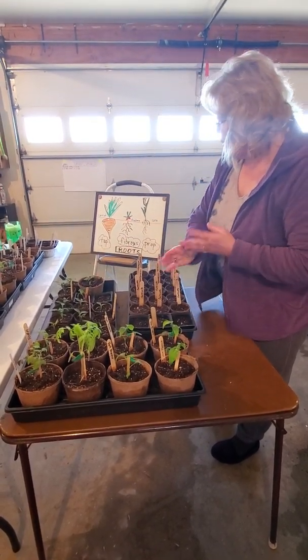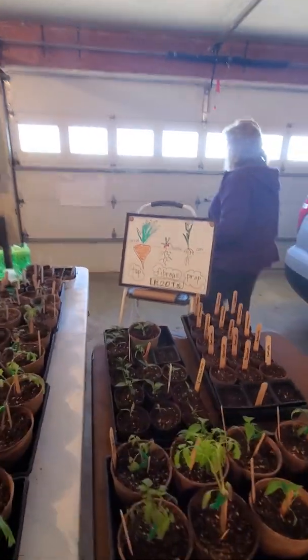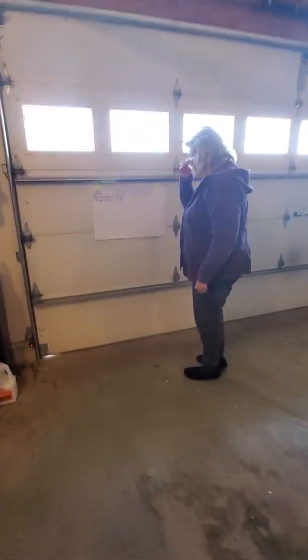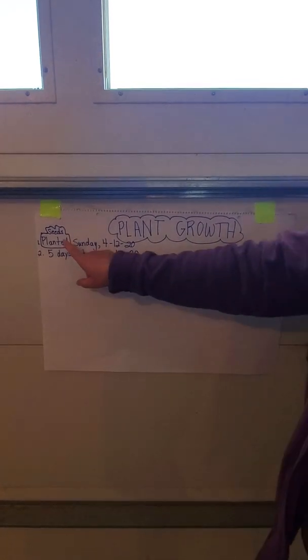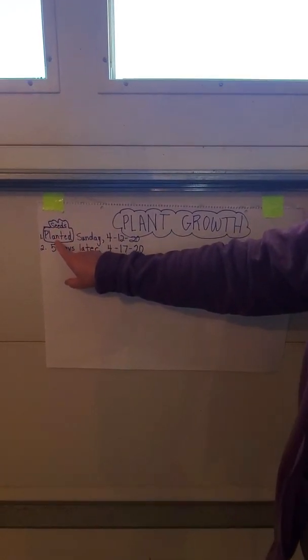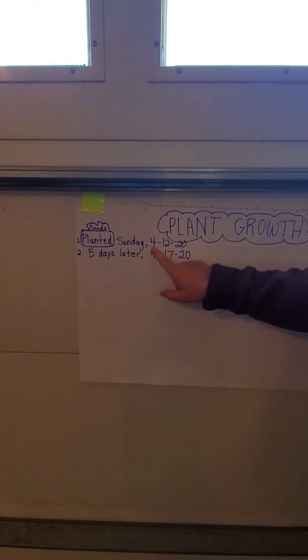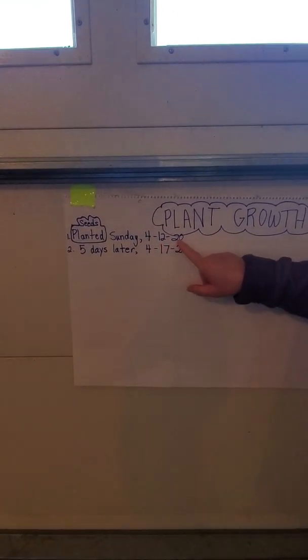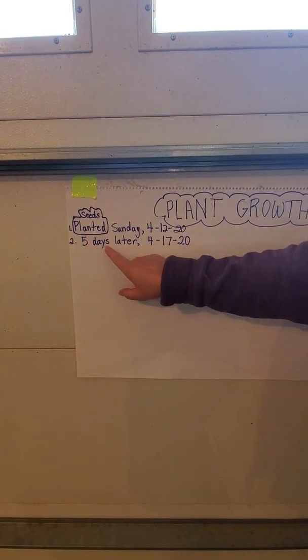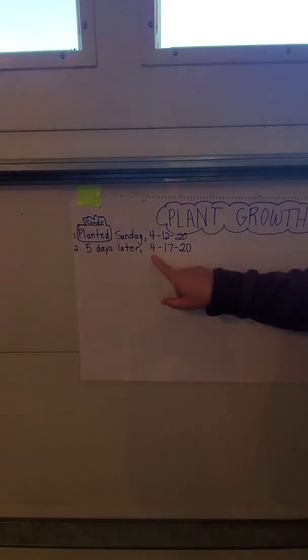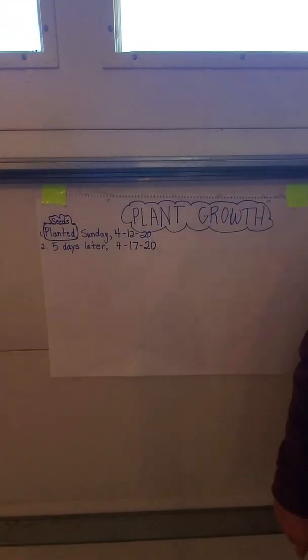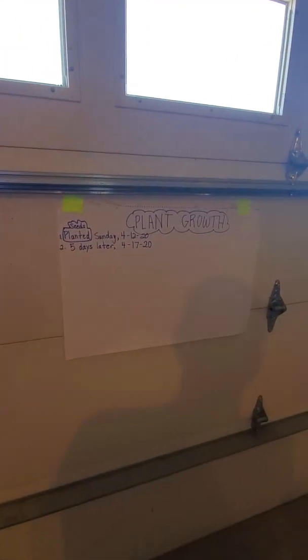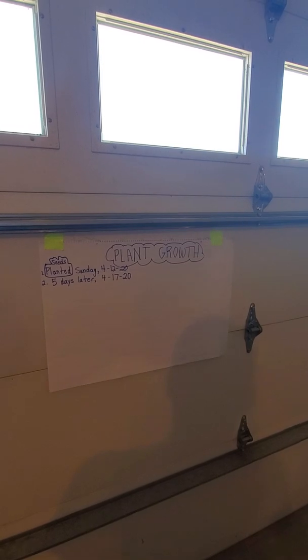Now I do want you to come over here and look at a chart that we're going to be working on. If you'll look at this chart on the wall, we're going to be looking at our plant growth. So first of all, we planted our seeds. The seeds that we planted were Sunday, and the date was April 12th, year 2020. Now, 5 days later, this is Friday, the 17th, we now have seen what things? Let me get my marker out, and let's write some things that we have seen.